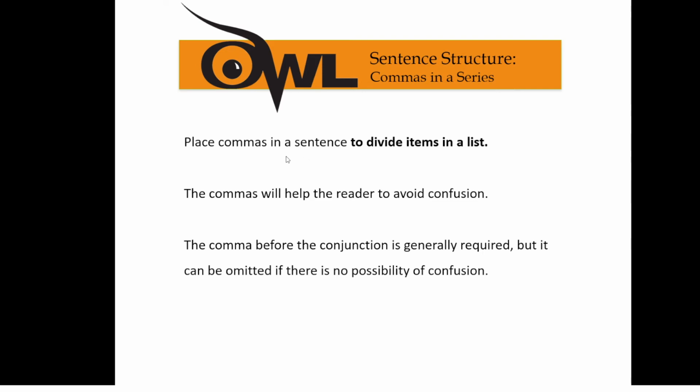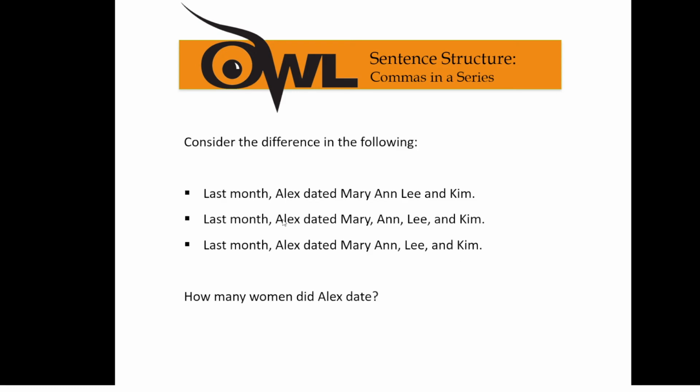Last thing, which is usually not a problem for many of my students, is using commas to make a list. Here they have the comma before the conjunction is generally required, but it can be omitted if there's no possibility of confusion. Yeah, you should definitely put it before the conjunction, okay? And I'll show you an example in a second. Consider the difference in the following.